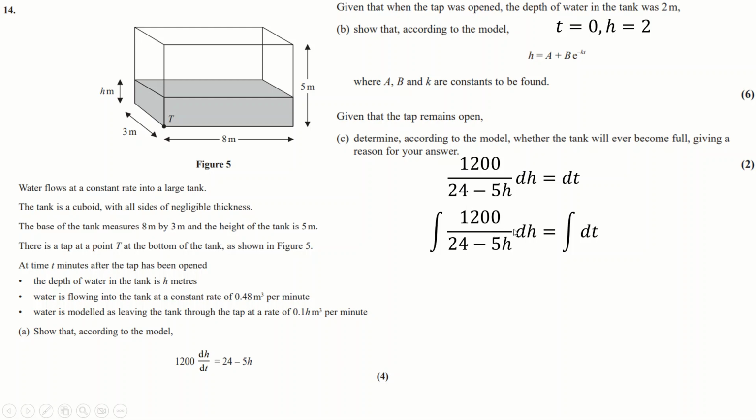This is not the easiest integral to spot, but it is just log of this thing at the bottom times minus a fifth. Because if you think about differentiating this, you differentiate this for minus 5, which cancels with that, and then you just have 1 over this thing here.